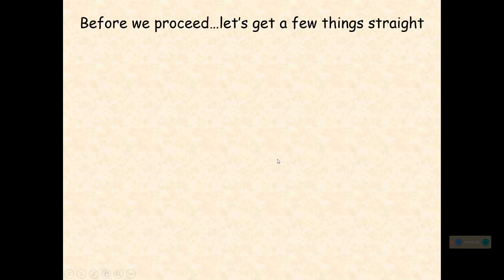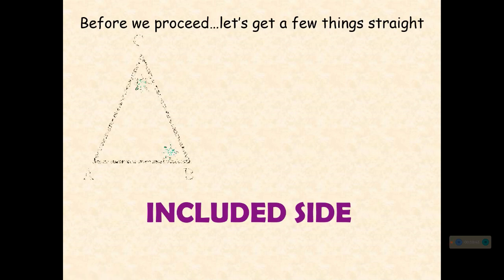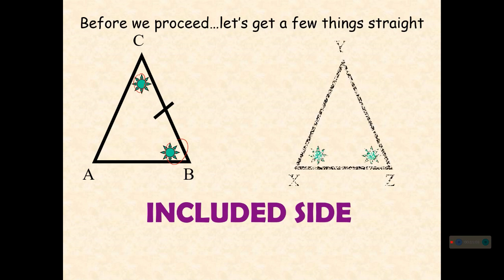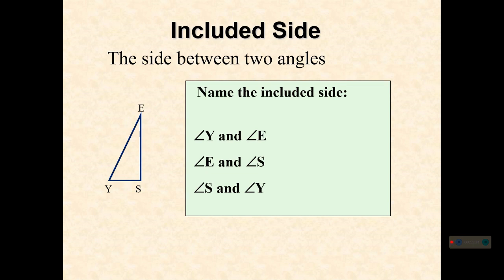Okay. So how about the included side? The included side in this given is side CB or BC. Why? Because we have the mark on angle C and angle B. So the included side there is side BC or side CB. And on this figure, since we have the mark on angle X and angle Z, our included side here is side XZ. Okay? The included side, again, is the side between two angles.